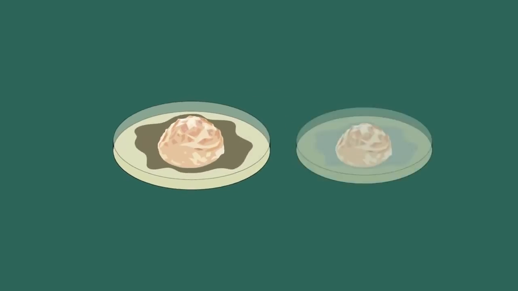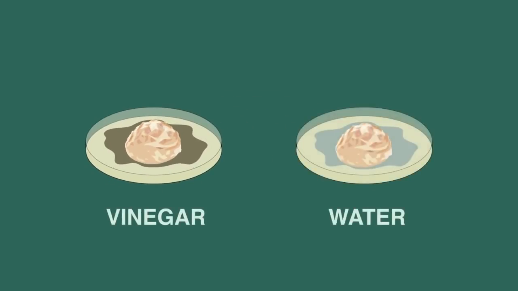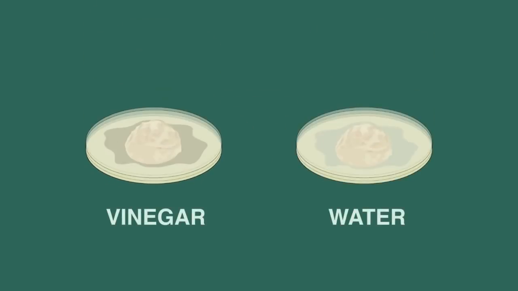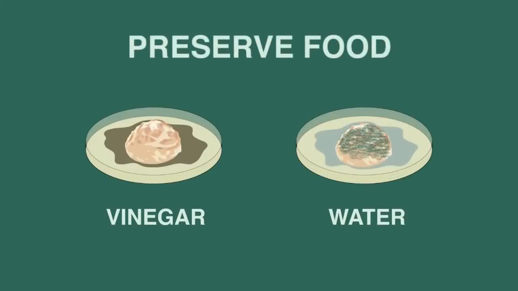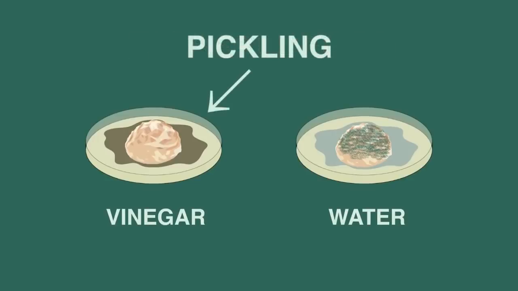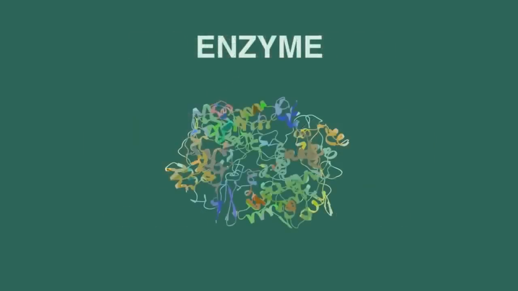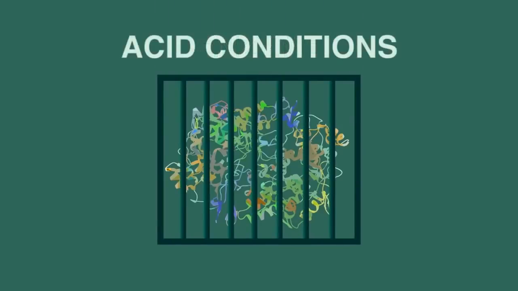Soak a slice of bread in vinegar and another in pure water, leave them open for a little while, and then leave them covered for a week. You will find that the bread soaked in vinegar has not gone moldy, whereas the other bread has. In fact, we use vinegar to preserve food in a process called pickling. This is the case because certain enzymes which are vital for growth are unable to function in acid conditions.